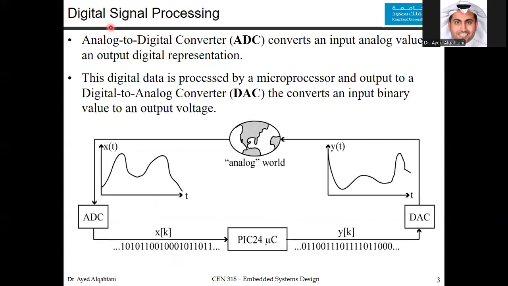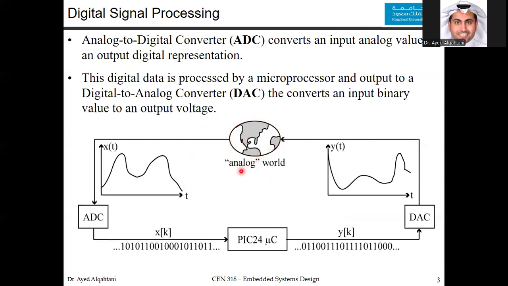In the subject of digital signal processing, we have the analog to digital converter, or in short, ADC. It converts an input analog value to an output digital representation. This digital data is processed by a microprocessor, since it's digital now, and then it outputs whatever the processed value is to the digital to analog converter to do the opposite operation, that converts an input binary value to an output voltage. You can see it also here in the figure.